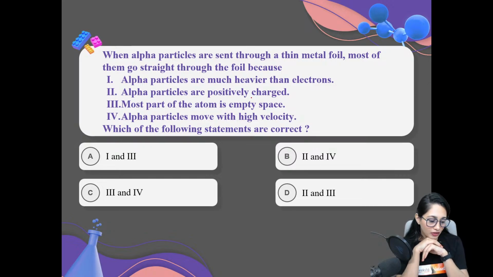Alpha particles are much heavier than electrons. Alpha particles are positively charged. Most part of the atom is empty space. Alpha particles move with high velocity.